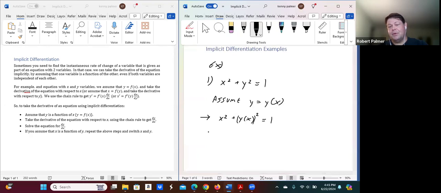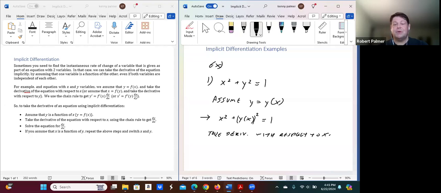Now take the derivative with respect to x, assuming x is our independent variable.